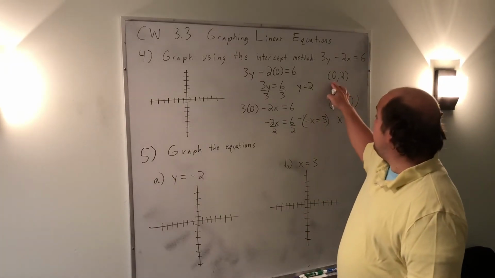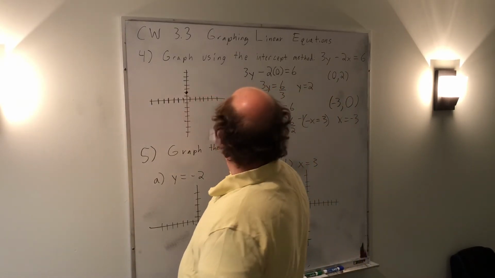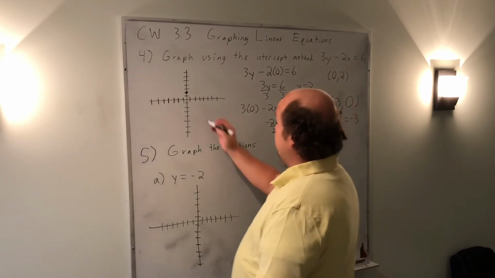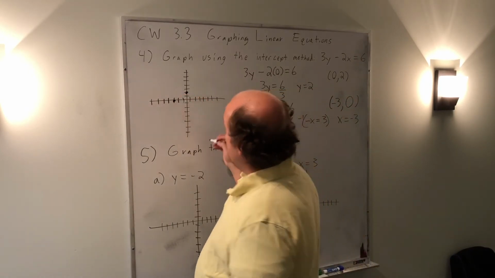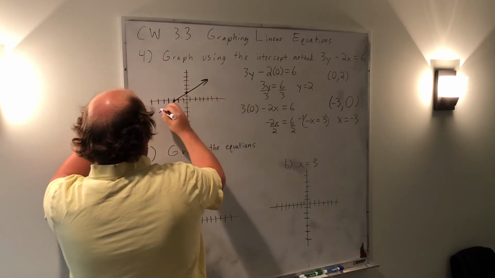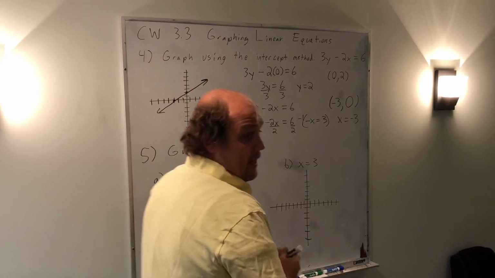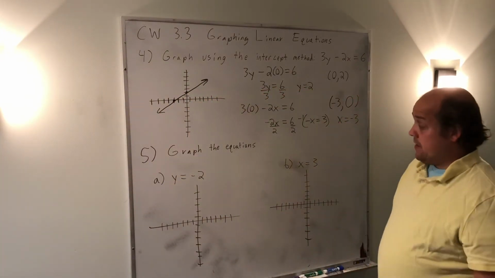The first point we found was 0, 2. That's 0 left and right, up 2. The second point we found was -3, 0. That's 1, 2, 3 to the left, up 0. If I take these points and I draw a line through them, that would be what my line should look like. So that's the process by the intercept method.